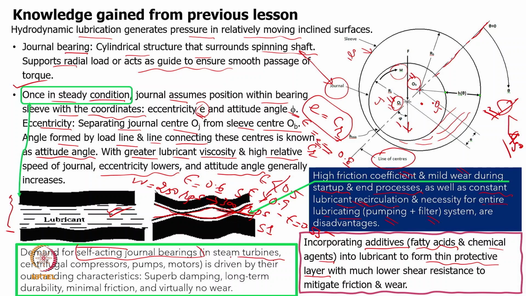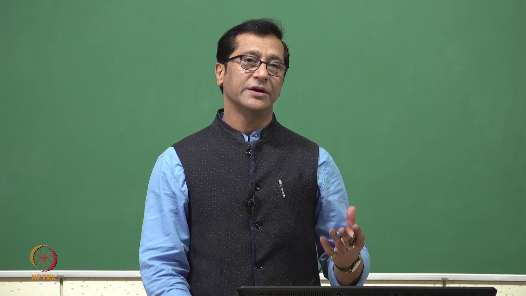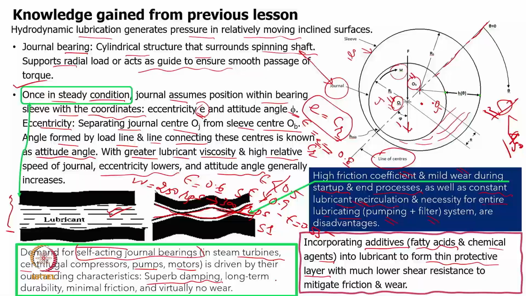This can be utilized for steam turbines, centrifugal compressors, pumps, and motors, even big size motors, which can use journal bearing configurations. The major advantage is that it has a very high damping ratio, because it is a liquid and the damping coefficient is on the higher side. It virtually doesn't have wear, so it can go for a much longer service life. Its durability is on the higher side, and it provides minimum friction.